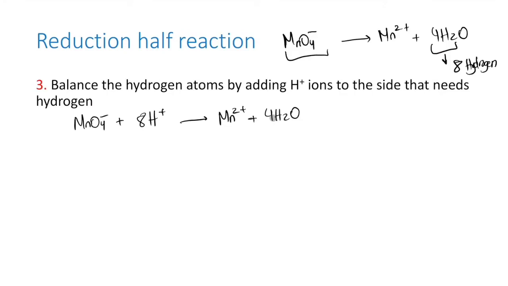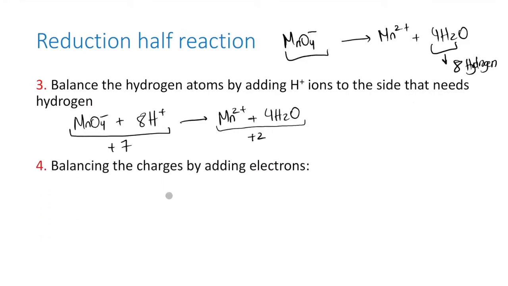But the last step in balancing this reduction half reaction is the charge. The charge is not balanced. Here the charge of this is plus 7, since we have 8 hydrogen plus and one minus, so plus 7, and here the charge is plus 2. So the charge is not balanced. For this reason, we balance the charge by adding electrons. All we have to do now is add electrons so that we can balance the charge.